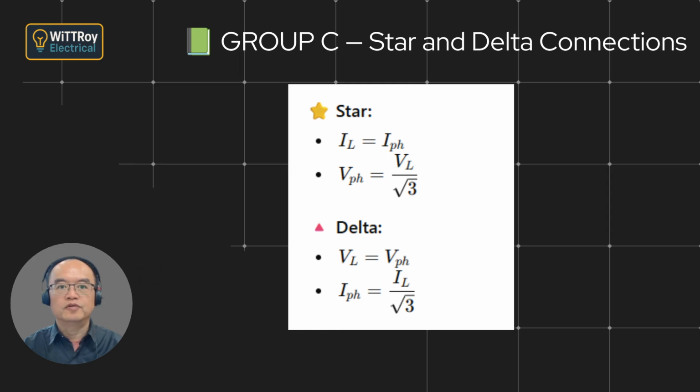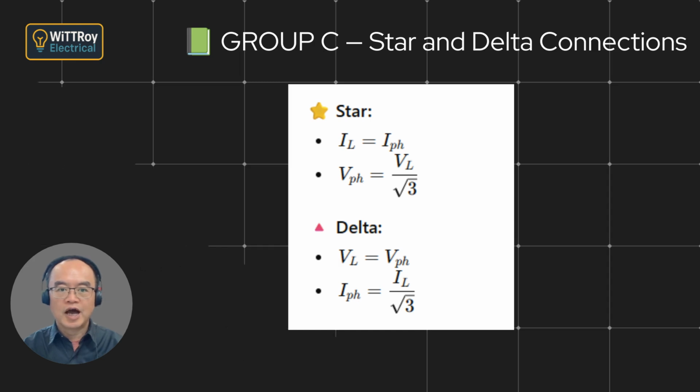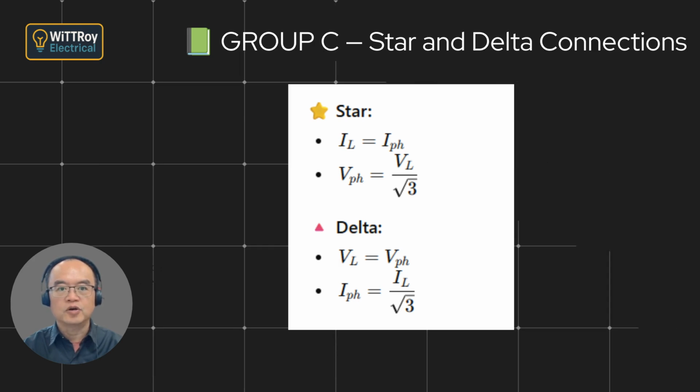Now we go to the first formula in Group C. The formula is IL equals IPH in a star connection. This formula tells us that in star, the line current is the same as the phase current. IL means line current in amperes. IPH means phase current, also in amperes. Repeat, in star, IL equals IPH.